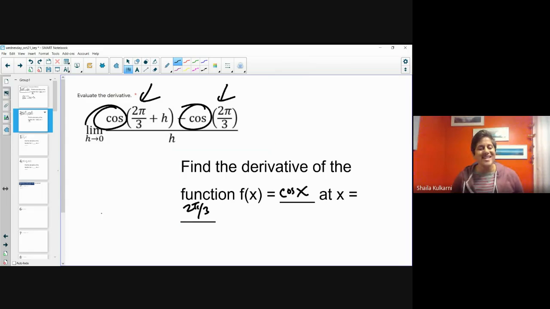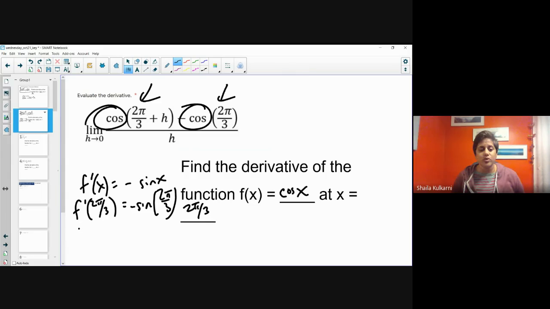So what is the derivative of cosine? It is negative and then the value of sine. So what is the value of sine on the unit circle for 2 pi over 3? Well, if you remember, 2 pi over 3 is over here. So the root 3 over 2, but I have to make it negative. So my answer is root 3 over 2, but it's negative because of the negative sign.